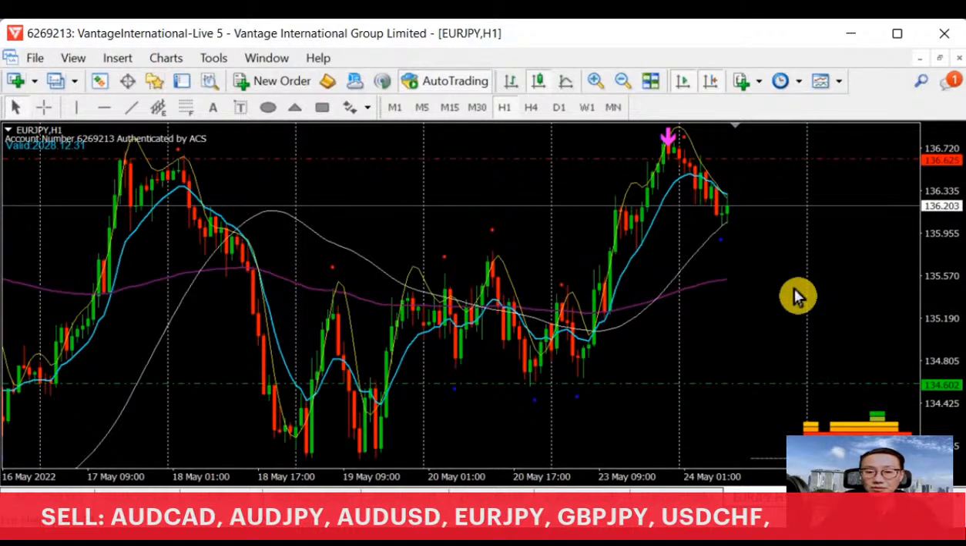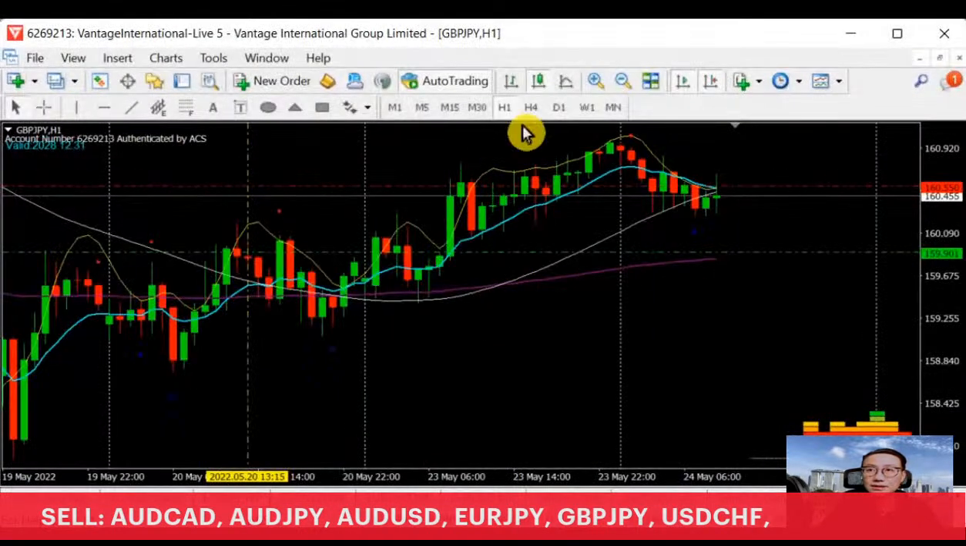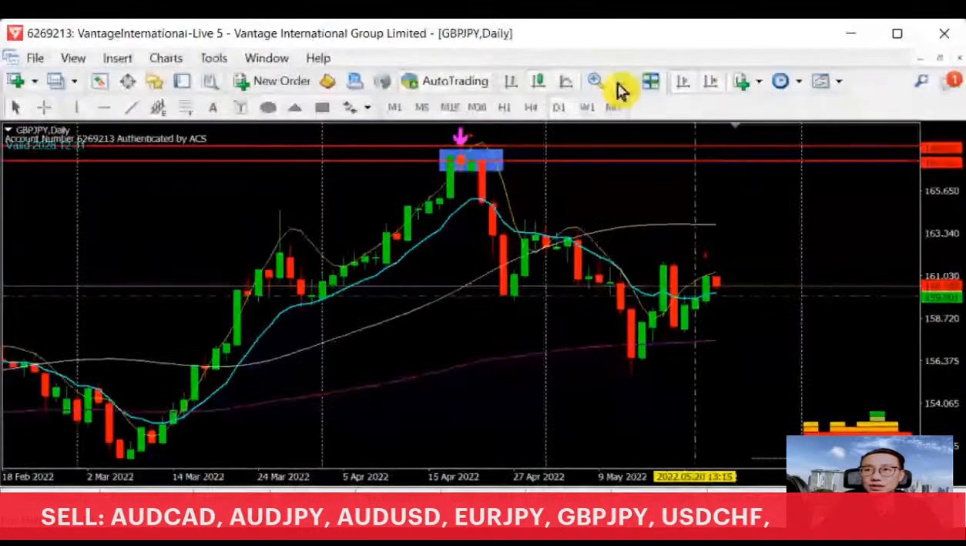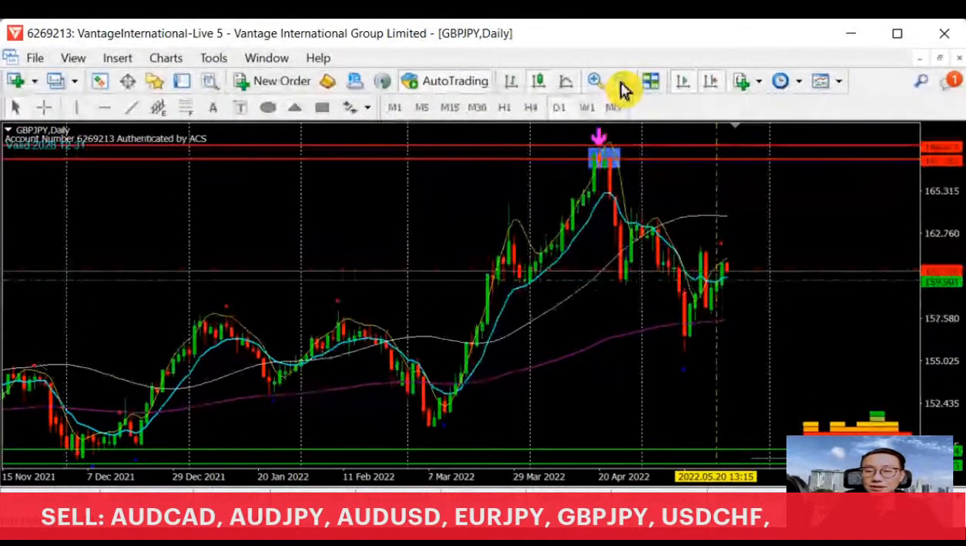Okay, so probably there will be another good chance for us to enter for a trade. So how about pound yen? Pound yen over here, right? We can see it clearer.